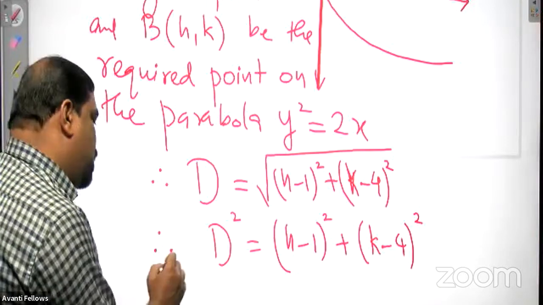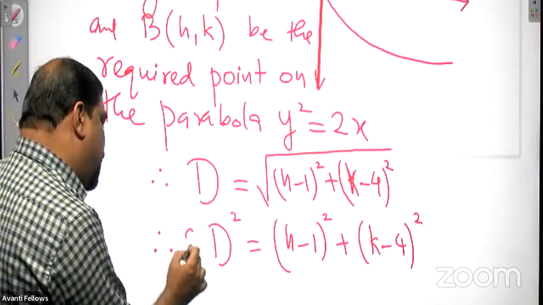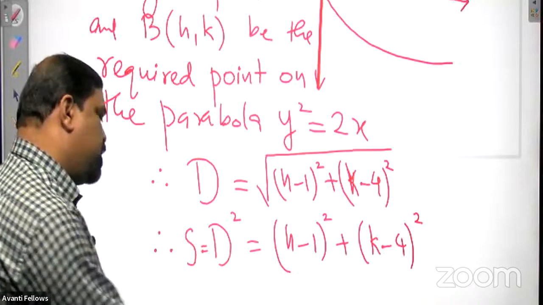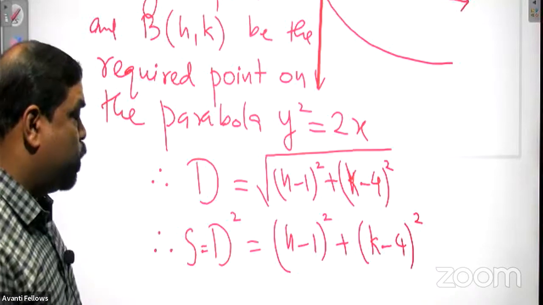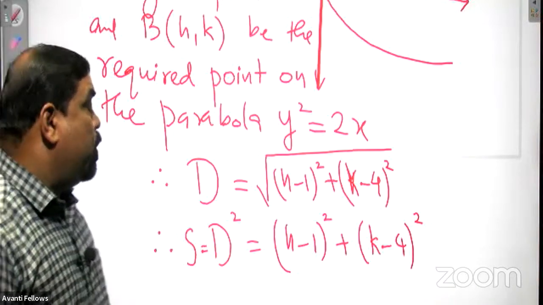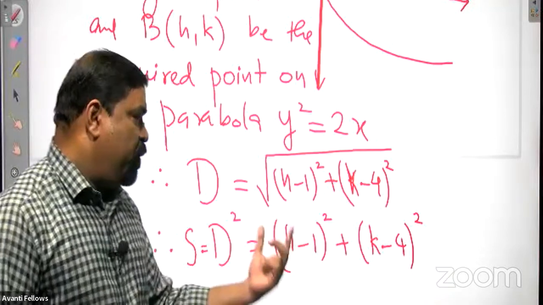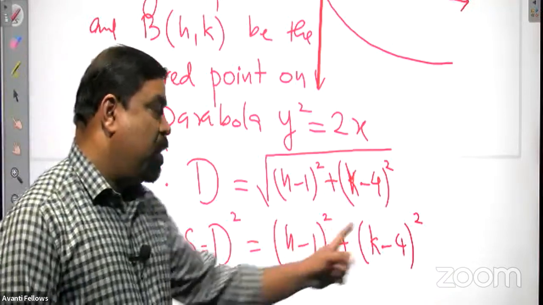So we square it, and this square can be denoted by some other symbol, some s or any new symbol you can put. Now we have to differentiate this function. You can see that there are two variables, h and k actually.